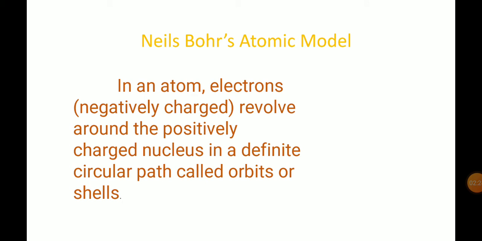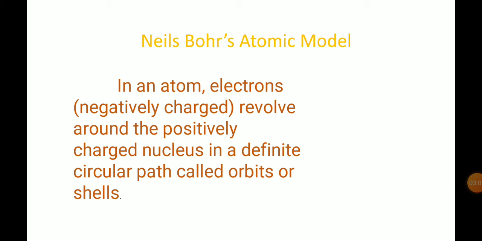Now, here a special case is given. The electrons revolve only in a certain circular path. They are not simply revolving. They have a particular definite path, and that particular path is called an orbit, or we can call it a shell. So this is postulate number 1 proposed by Niels Bohr: in an atom, the negatively charged electrons revolve around the positively charged nucleus in a definite path, and that path is called either an orbit or a shell.